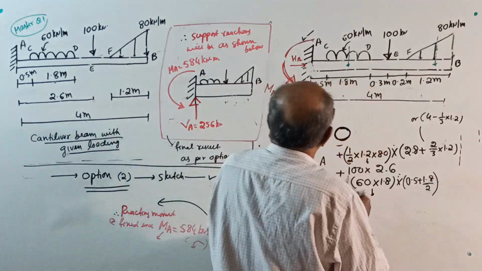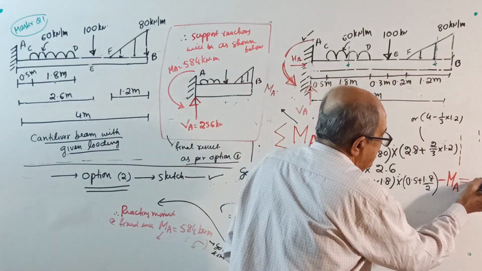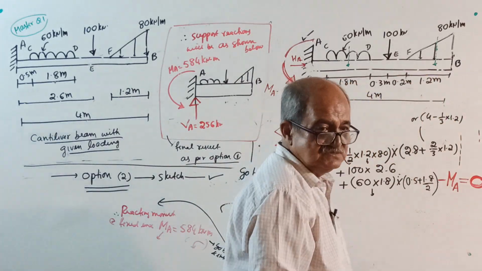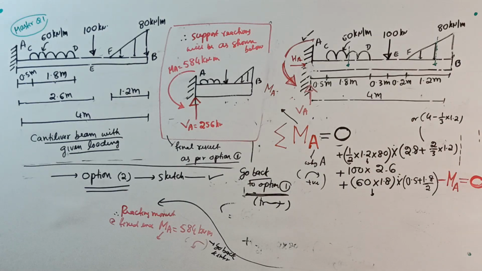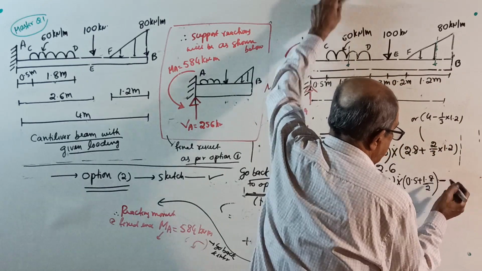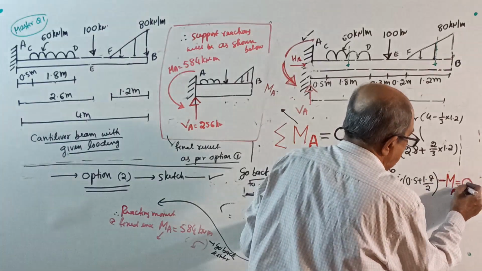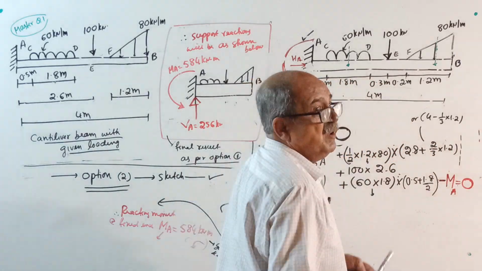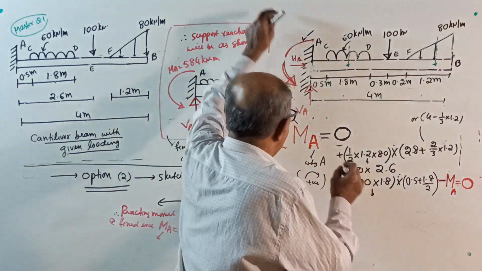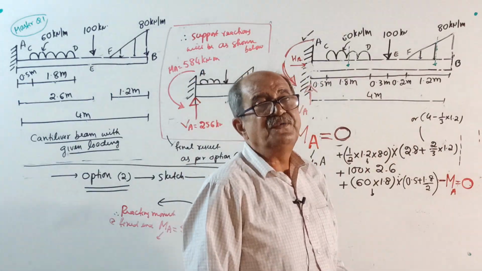Now I'll do one thing. See, minus MA equal to 0. Now, camera problem. Partially visible, sufficient. I will make it fully visible now. Minus MA equal to 0. Therefore, when you study and write it, here you write equal to 0, here also write equal to 0. Otherwise, how do you get the answer?